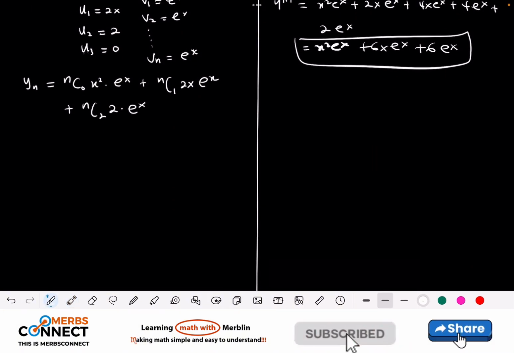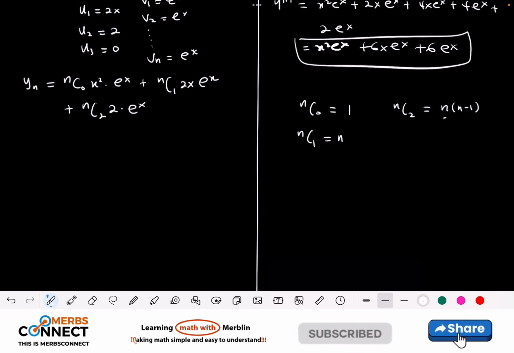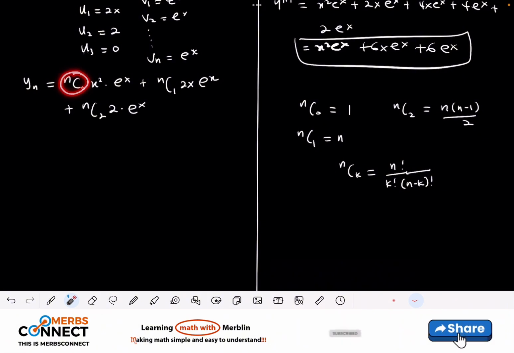Now remember that we did n combination 0 and we had 1. We did n combination 1 and we had n. And we did n combination 2 and we had n(n minus 1) divided by 2, right? You can also verify. Remember that n combination k is equal to n factorial divided by k factorial times n minus k factorial, right? So you can verify that. So it means that this right here is 1, right?